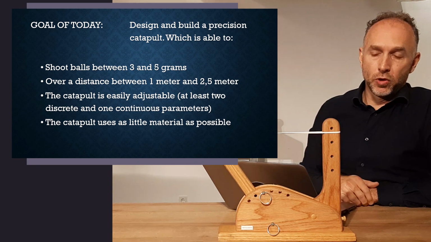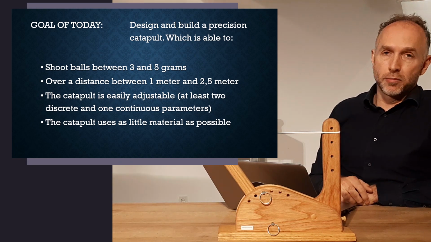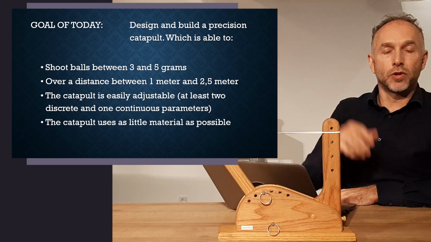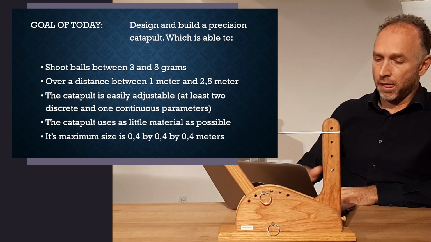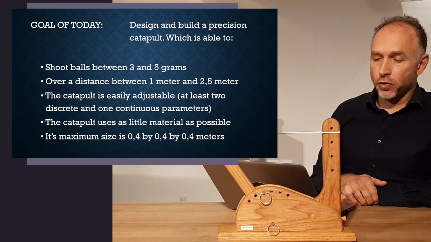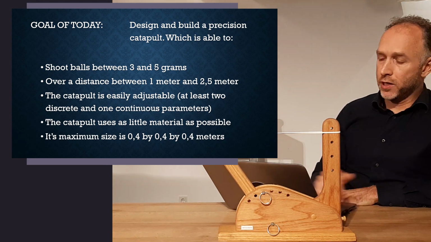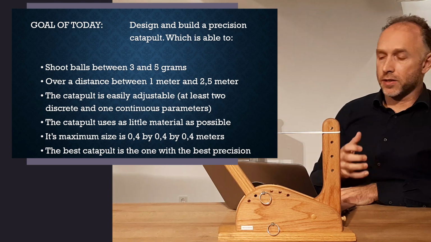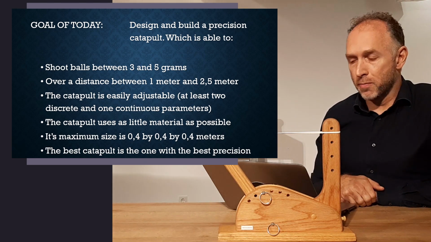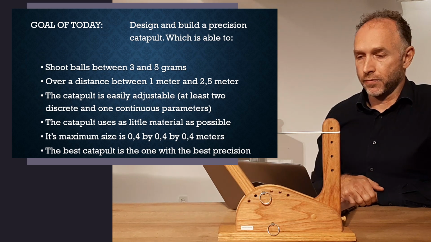The catapult that we will build today uses as little material as possible. We need to divide all our materials over the teams evenly. The maximum size is 0.4 by 0.4 by 0.4 meters. And the best catapult today is the one that achieves the best precision. Okay?